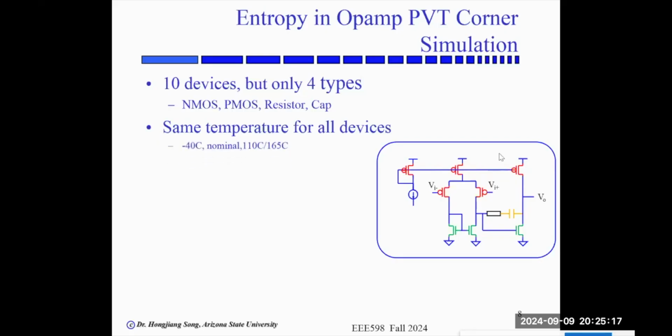That's a -40 and either 120, 110, or 65, different design, and nominal, and the same power supply for all devices. That's a 3 case. Okay. So now let's look at syringe space.